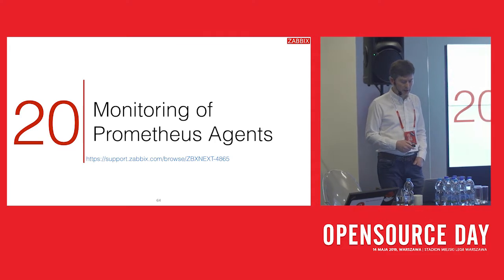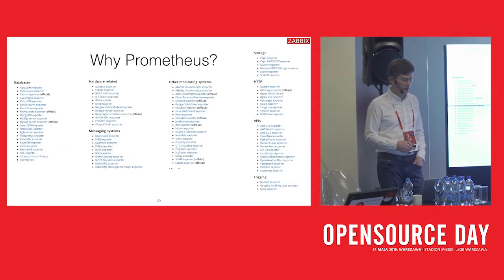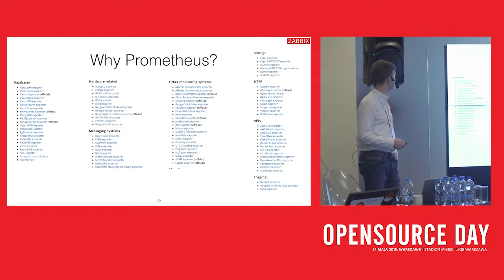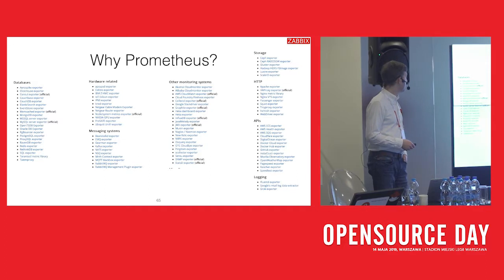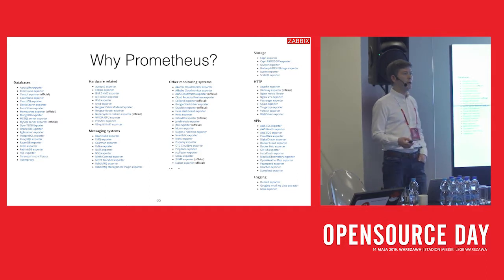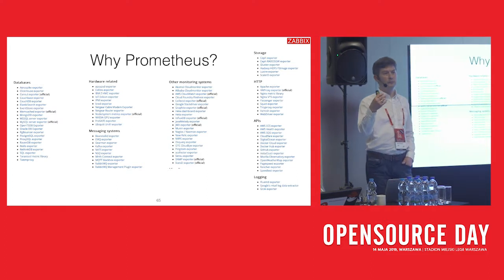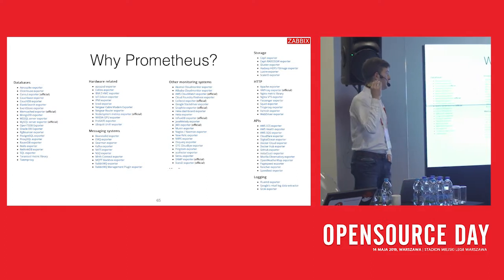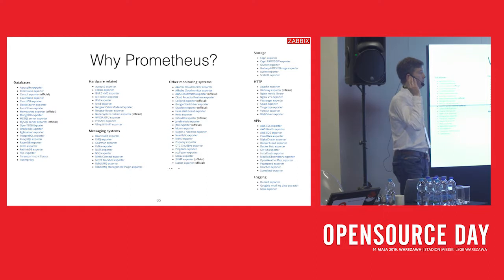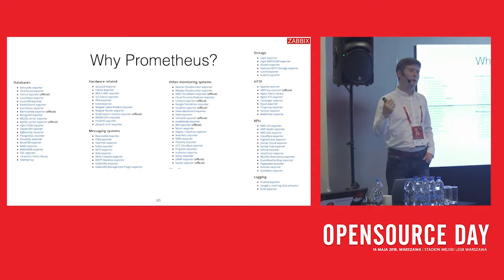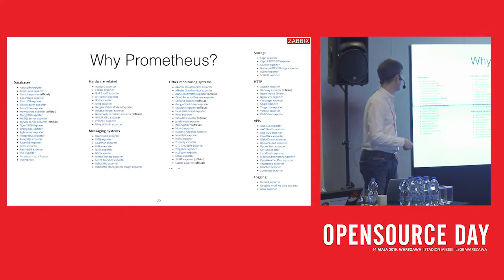The next one is monitoring of Prometheus agents. And why Prometheus? Prometheus is quite a nice format. It's basically an agent which returns data in HTTP format. You connect using HTTP or HTTPS. You get some data, and you can use this data in Zabbix.